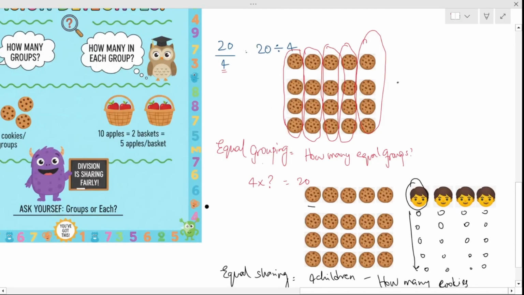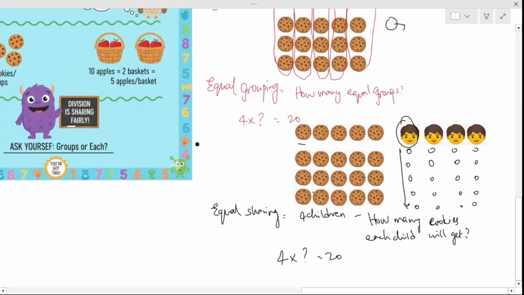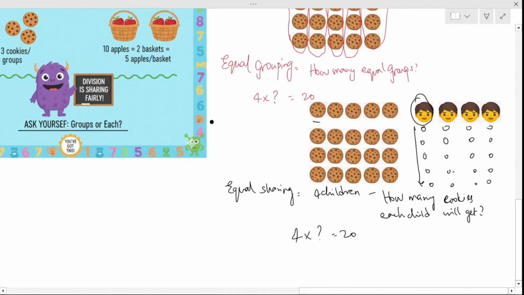And if, for example, you have 21 cookies instead of 20, there will still be 4 groups, but one will be remaining. Here again, there will be 5 for each of them, and then one will be remaining. So this is the basic concept of division, which represents equal grouping or equal sharing.